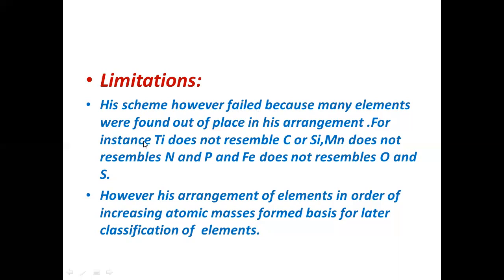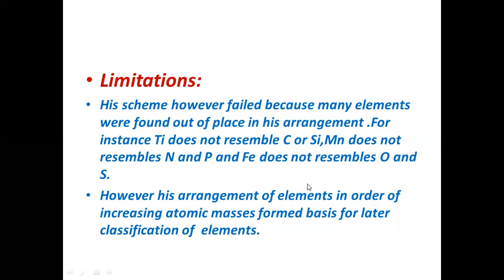He placed titanium with carbon and silicon, but the properties of titanium were different from carbon or silicon. Then he placed manganese with nitrogen and phosphorus, but manganese is totally different from nitrogen and phosphorus. He placed iron with oxygen and sulfur, but iron is totally different from oxygen and sulfur. So due to these limitations or drawbacks, this periodic table failed.